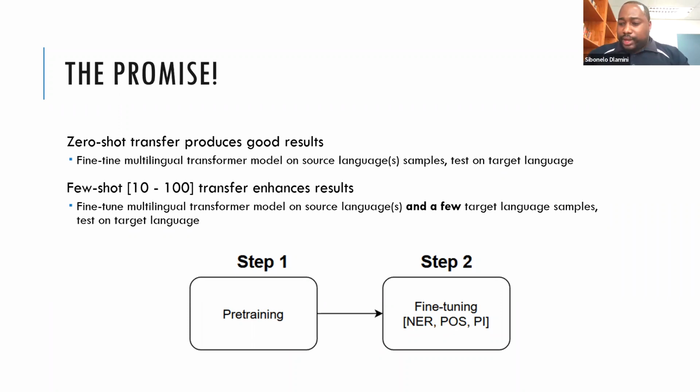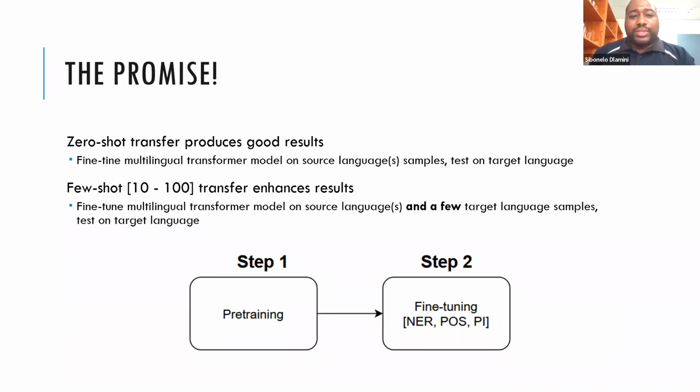So that's zero-shot transfer, and that has actually produced some great results, which is phenomenal because it means that even in the absence of fine-tuning data in our low resource languages, these multilingual transformer models are able to perform well in our languages, given that they've learned them during pre-training.